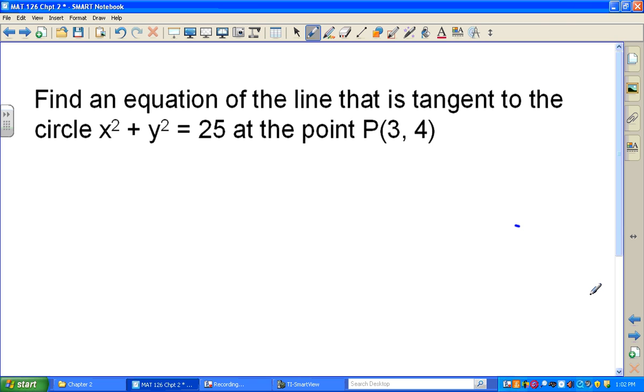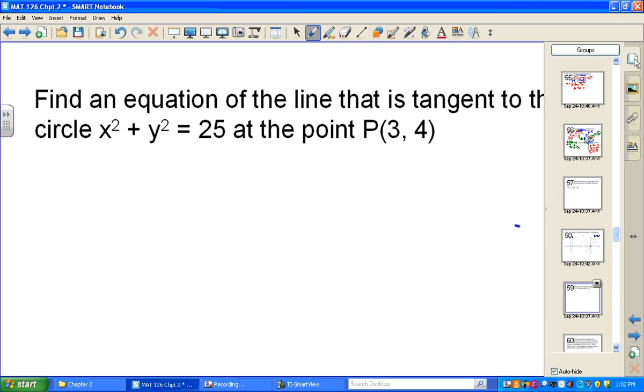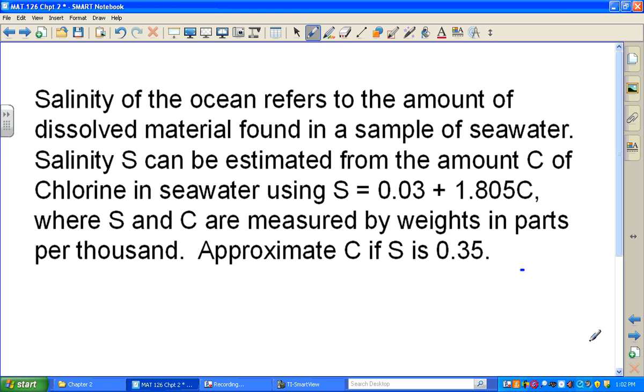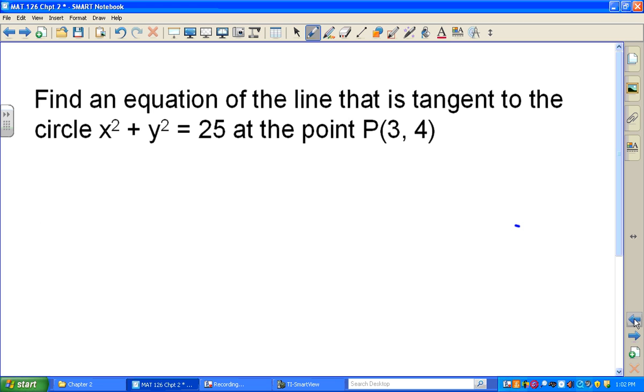Find an equation that, okay, we knew this one. How much time I got left, Keeper? 11 minutes. I can do them both. Oh, yeah. All right, we'll do this one first.